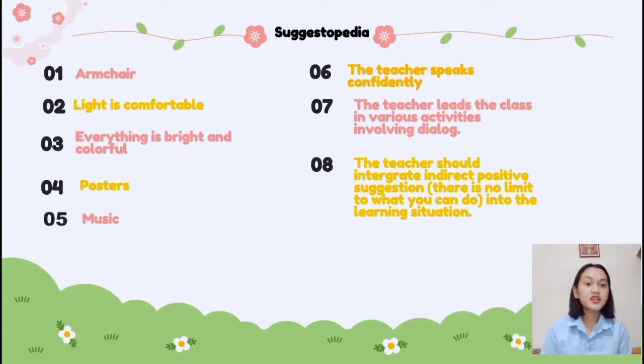Sixth, the teacher speaks confidently. The teacher leads the class in various activities involving dialogue. Some examples of these activities are question and answer, repetition, and translation. Next, the teacher should integrate indirect positive suggestion. Of course, there is no limit to what you can do in the learning situation.